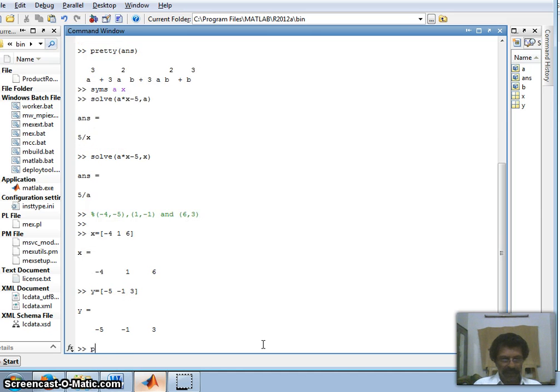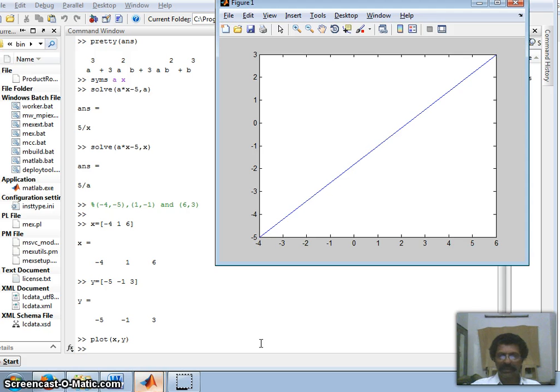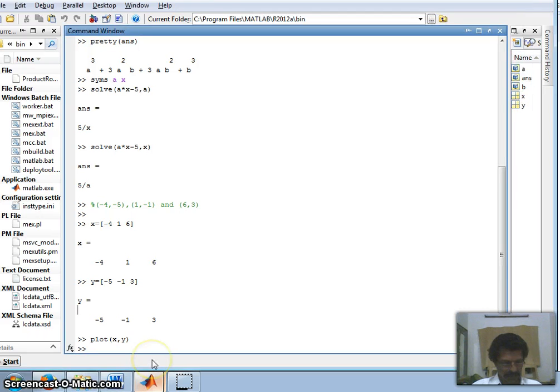Right, now we can use the simple plot of the values of x and y. Now you can see that the first coordinate, minus 4 comma 5, is this one, and 1 comma minus 1 is this one, and the third one, 6 comma 3, is this point. So all lie in a straight line, therefore the points are collinear.